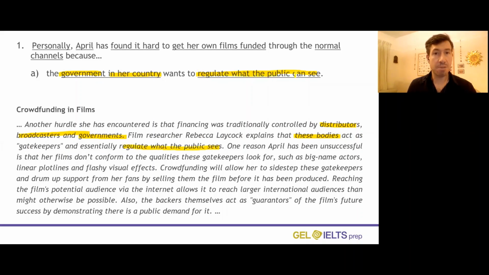So we've got regulate what the public sees. So it's repeated in here. But does it have the same meaning? Well, here it's saying April's government in her country wants to regulate what the public can see. Whereas here, it's just saying governments in general. And this is Rebecca Laycock speaking, not April. It's saying these bodies, so these governments want to regulate what the public sees. It's not the governments in April's country. There's no mention of in her country. So although we can see governments, although we can see regulate what the public sees, these are distractors.